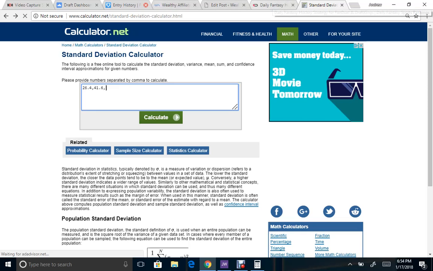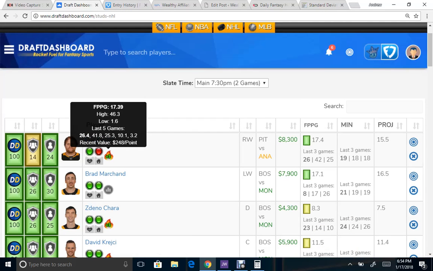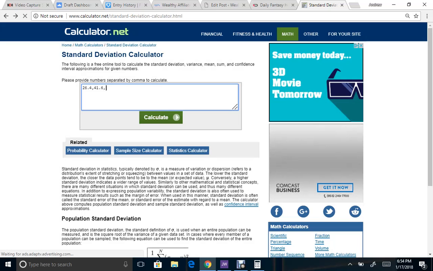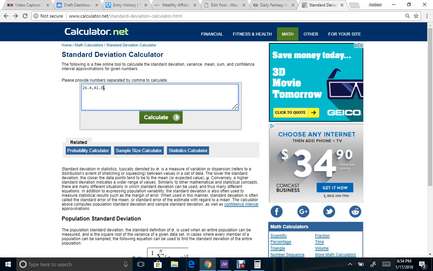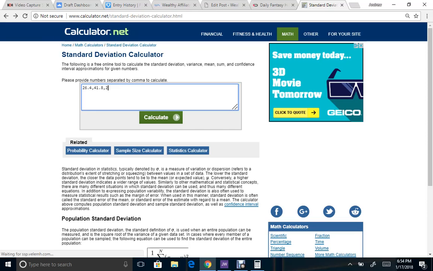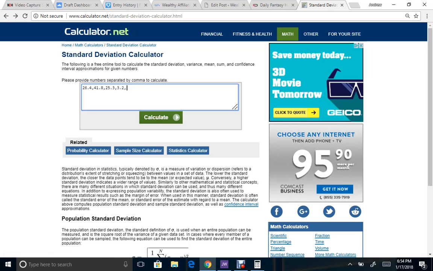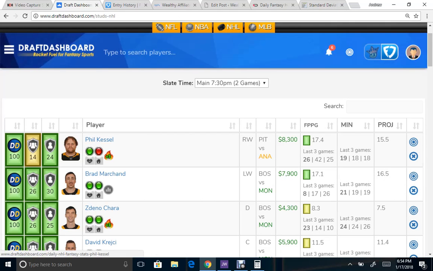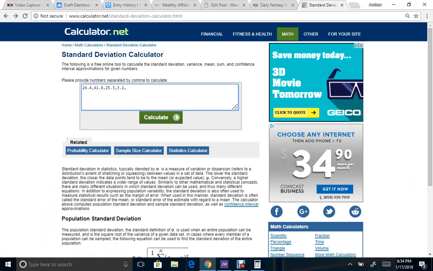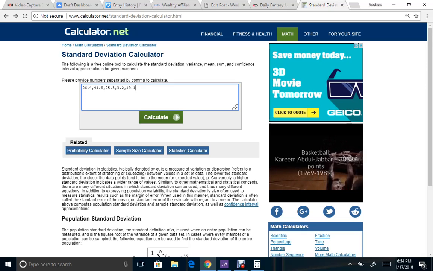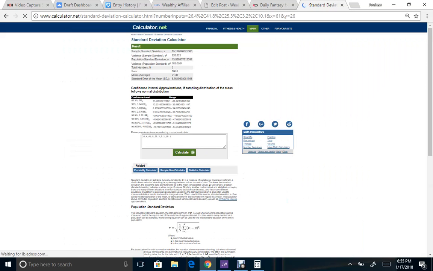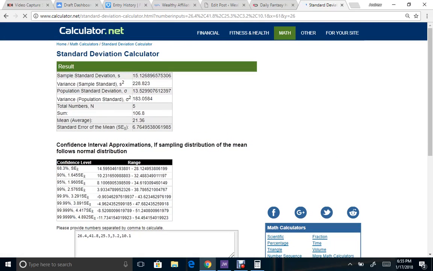What were the other numbers? 41.8, 25.3, 10.1, and 3.2. Doesn't matter what order you put them in; it's all the same numbers. All right, so that's calculated right now per his last five games. Let's see what we get. We have 15, we'll just round it up, 15.13. All right.